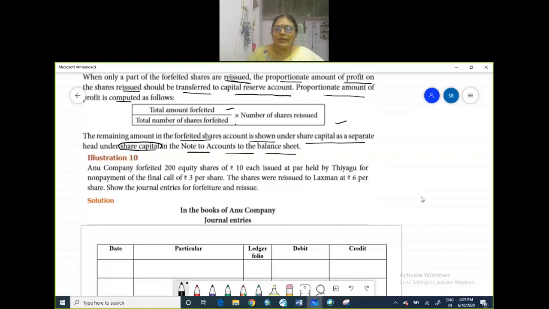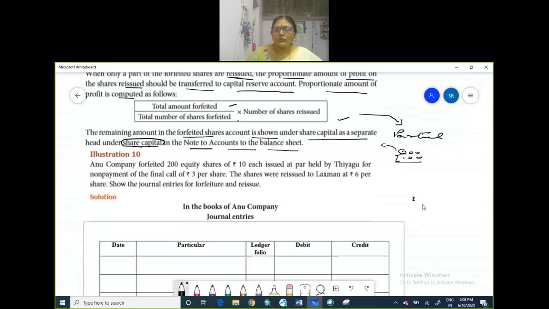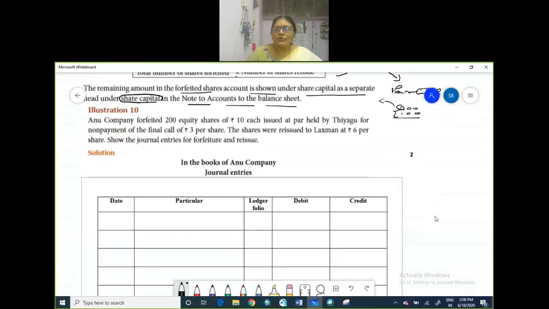See, I taught you when shares are reissued at par, when shares are reissued at premium, and when you have a partial reissue. This formula is applicable only when you have a partial reissue. When 200 shares are forfeited, only 100 is going to be reissued. Now this is an example for that. So as you do the problem, you will become used to it. Fine. Now let us go into the problem.